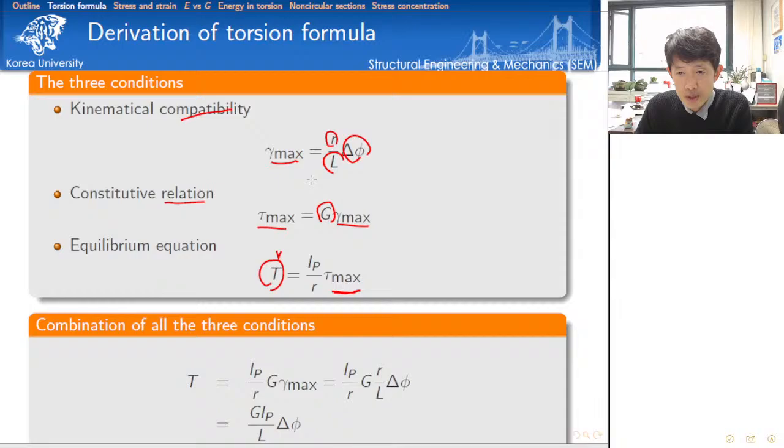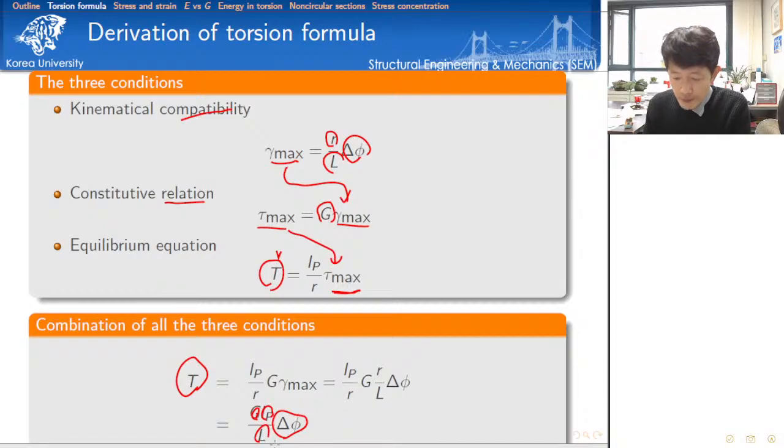So we can combine all these three equations together successively. For example, we plug the maximum engineering shear strain from the first equation into the second equation, and then the maximum shear stress in the second equation should be plugged into the third equation. Then if you combine all these three equations, we can obtain a formula for the torsional moment in terms of the change of angle of twist between two ends of the segment, the material properties and the sectional properties, and then the length of the section, isn't it right?